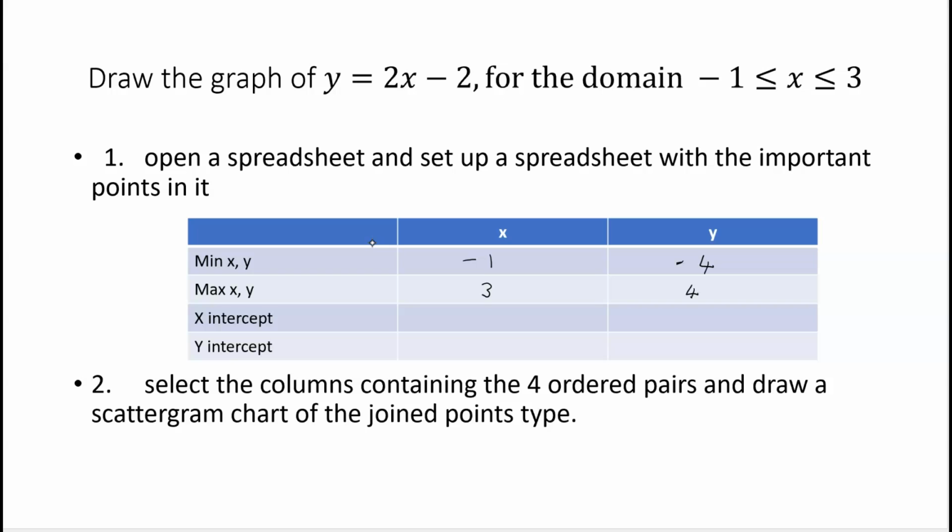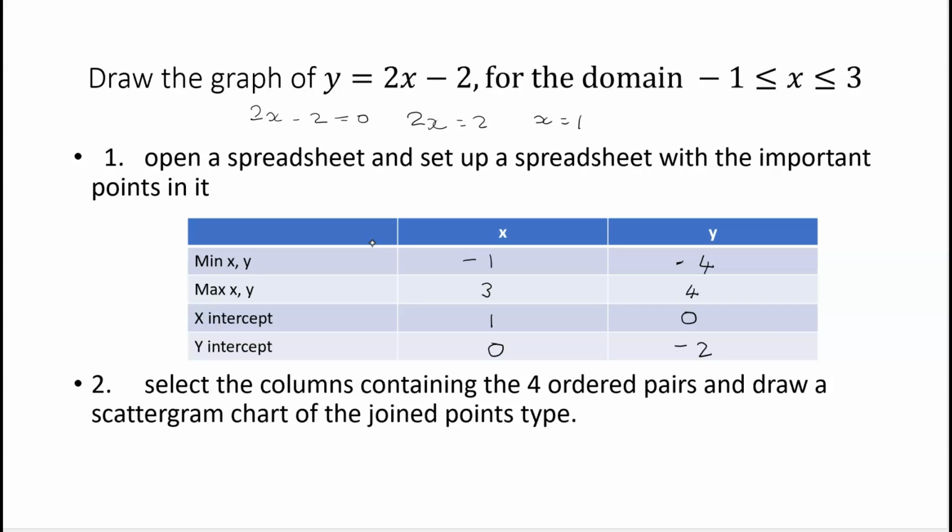Now the x-intercept, that is where y is equal to 0. So we need to figure out what would make 2x minus 2 equal to 0. Well, we could put the 2 on the other side, then divide both sides by 2 and we get x equals 1. And then the y-intercept is where x is 0, so just put 0 into the original for y and we get -2.